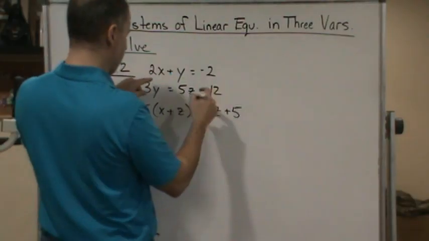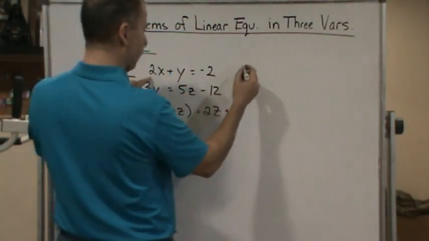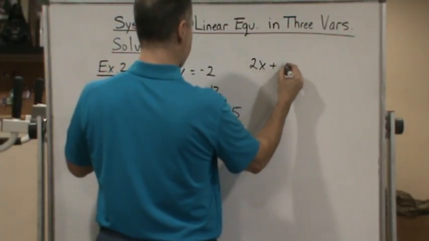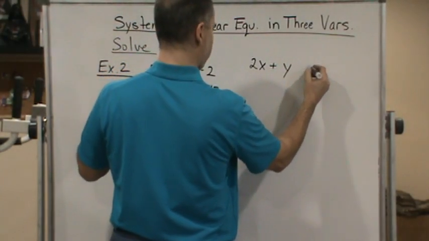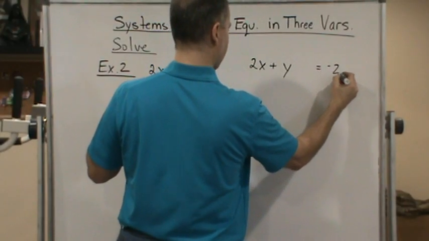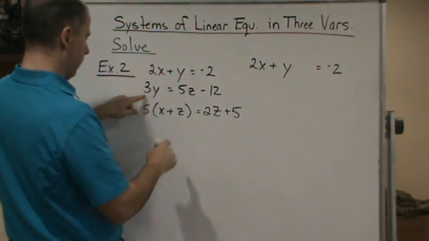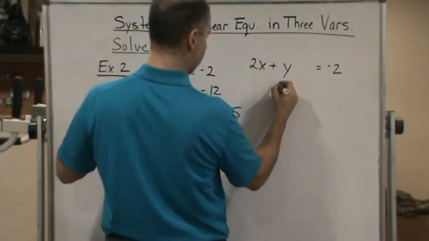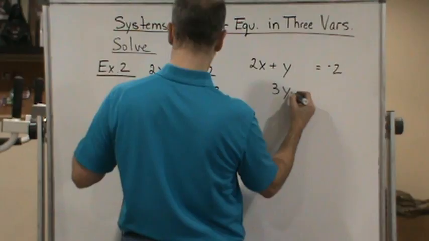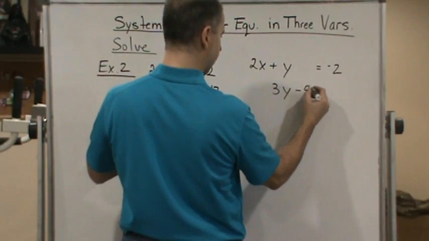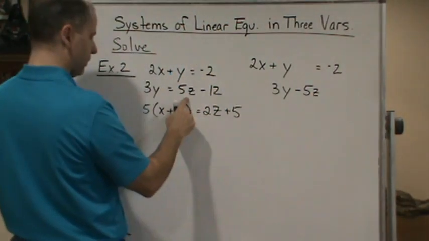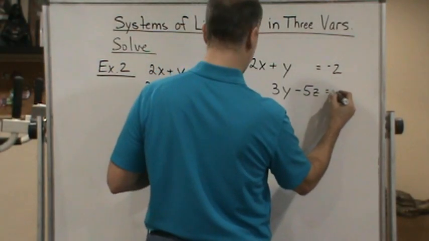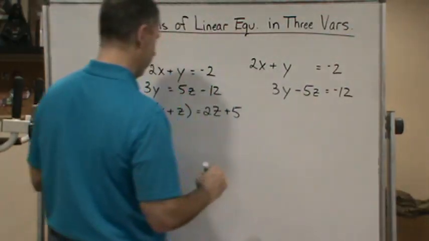This one is already in standard form, but remember, there's no z variables, so make sure that they all line up. So 2x plus y equals -2. And then here we've got a y, x is missing, so we're going to have 3y minus 5z, right? Because I got to subtract 5z from both sides, and that's going to equal -12.